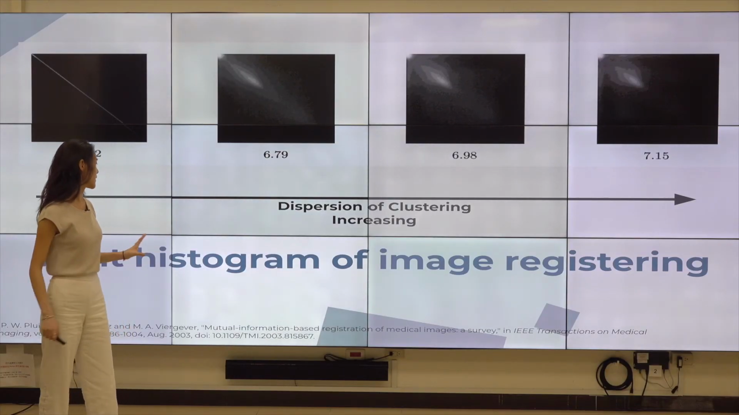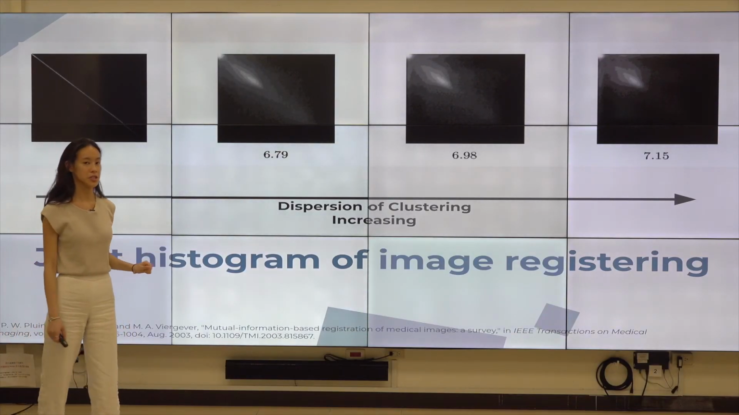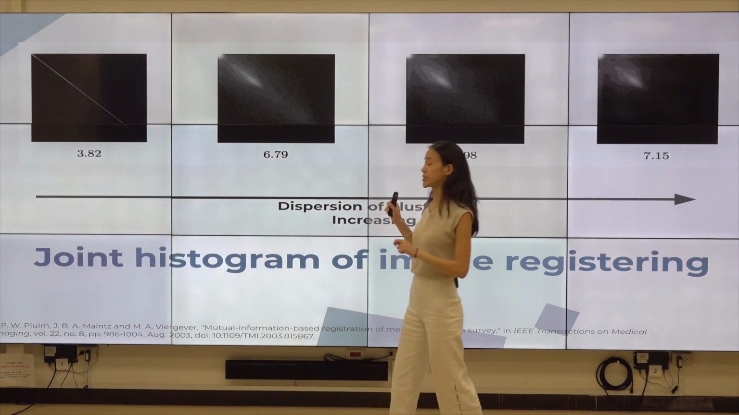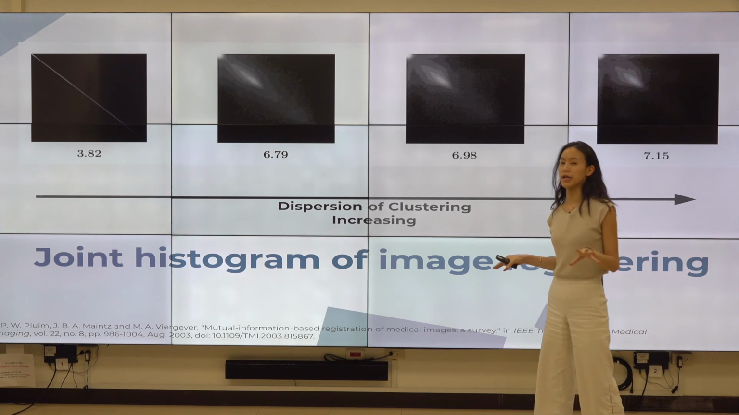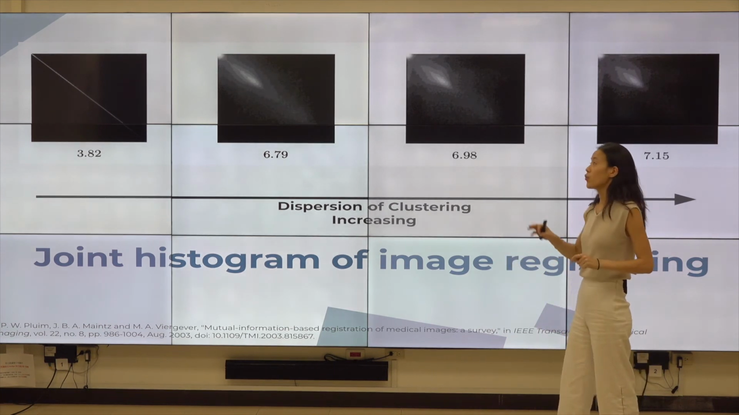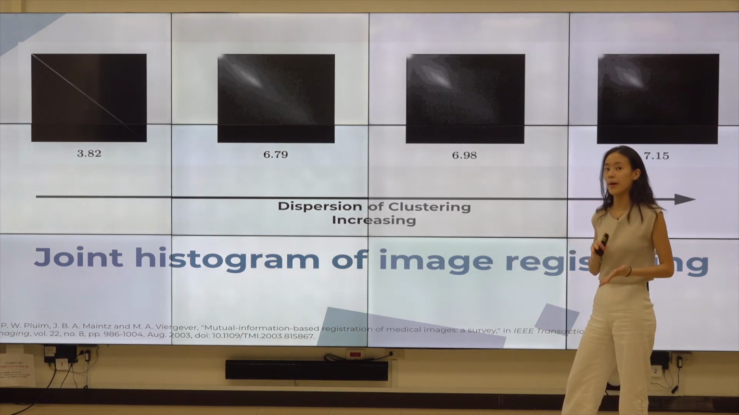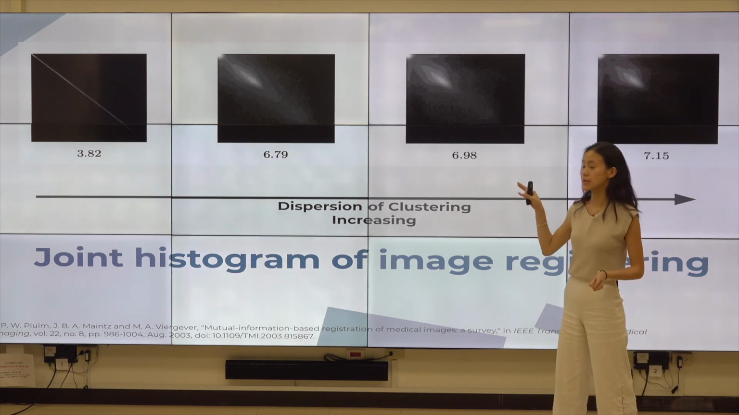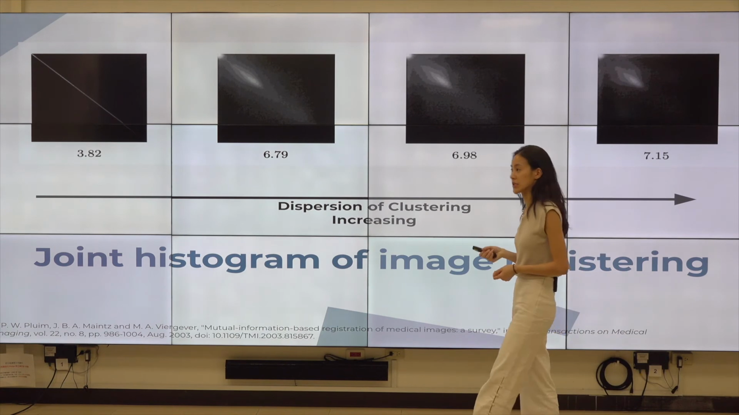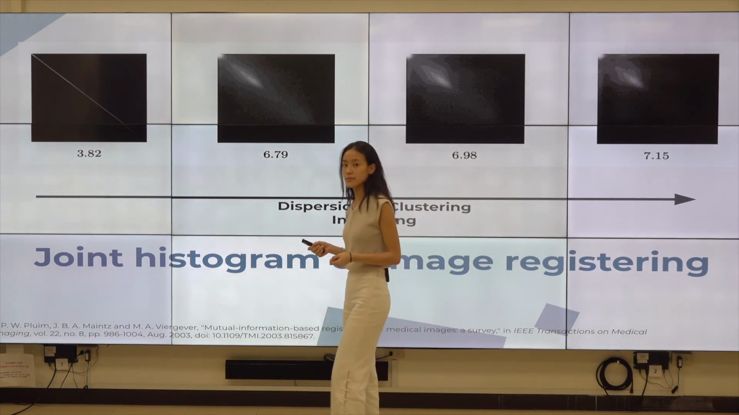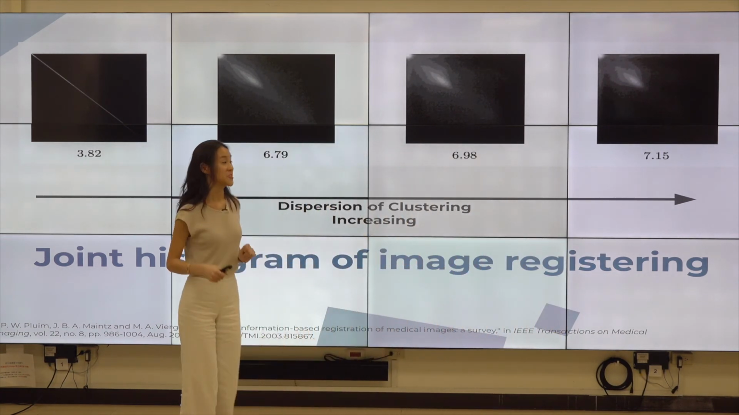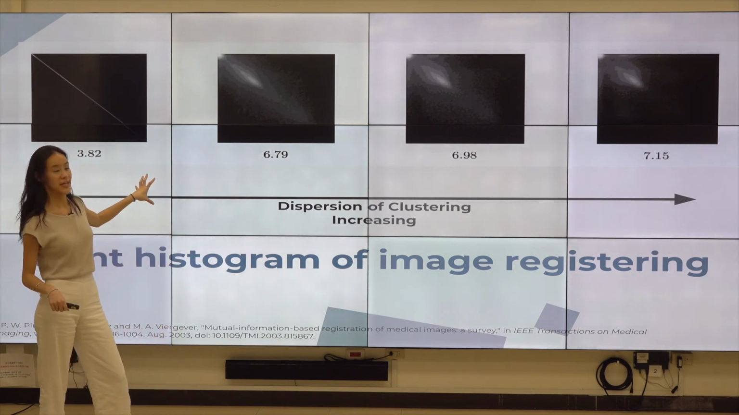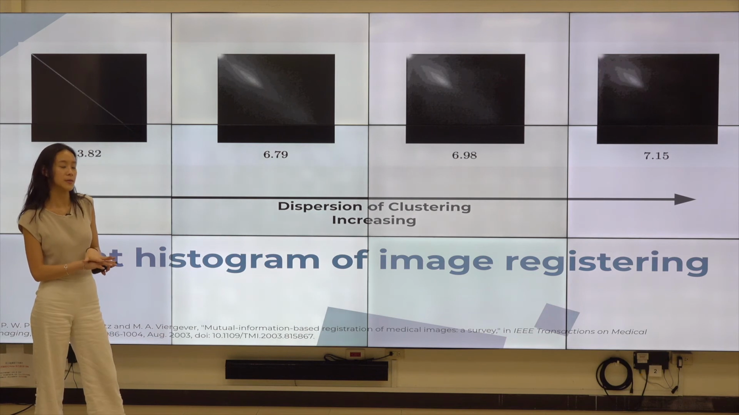So, talking about the joint histogram of image registering. I'd like you guys to take a look at these four images on top. A question for you right now is, which image do you think would represent two images being perfectly registered? Do you think it's the leftmost or the rightmost? Yeah, I would agree if you got this answer. This image actually has the most registered components to it.